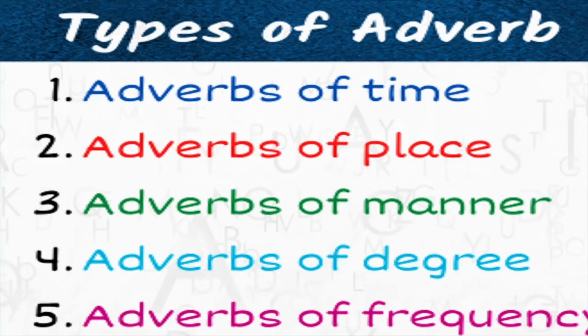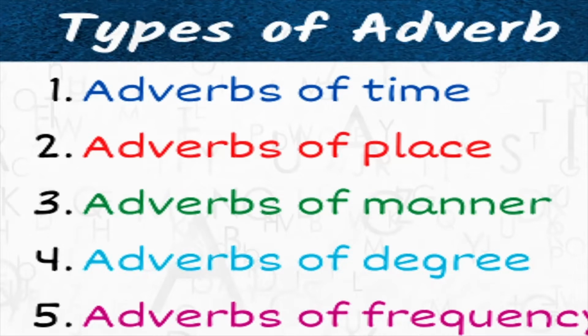So time, we all know what is time. The moment when something happens is a time. Place means the location. So we are answering the question where when we are talking about place. We are answering the question when when we are talking about time. We are answering the question how when we are talking about adverbs of manner. When we say adverbs of degree, then we are talking about how much. And finally, adverbs of frequency. Now see, frequency means how many times.